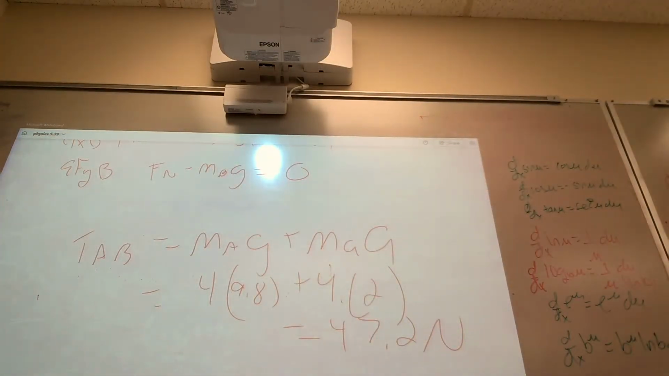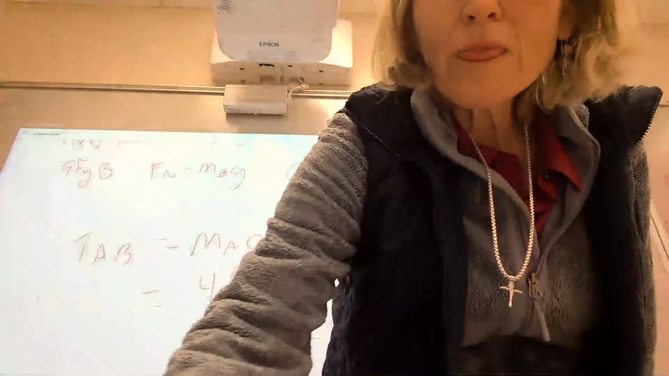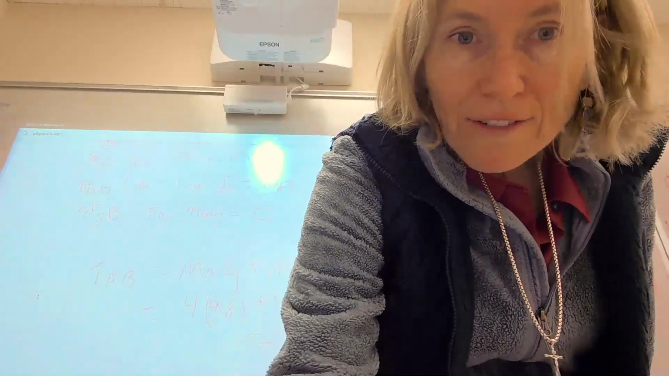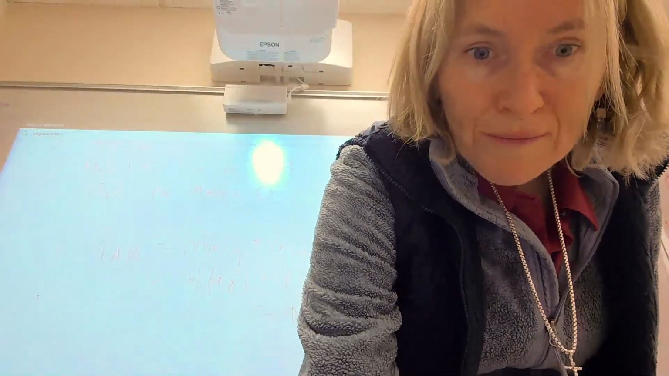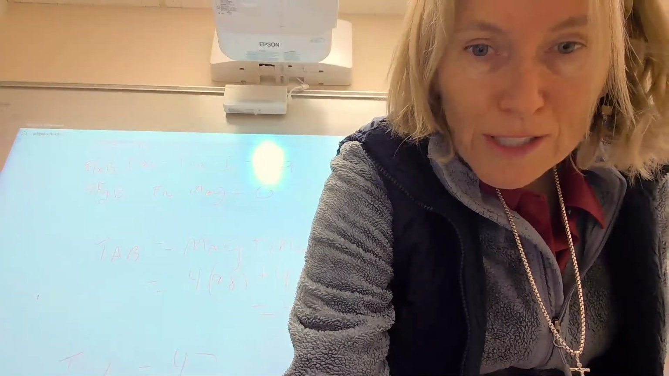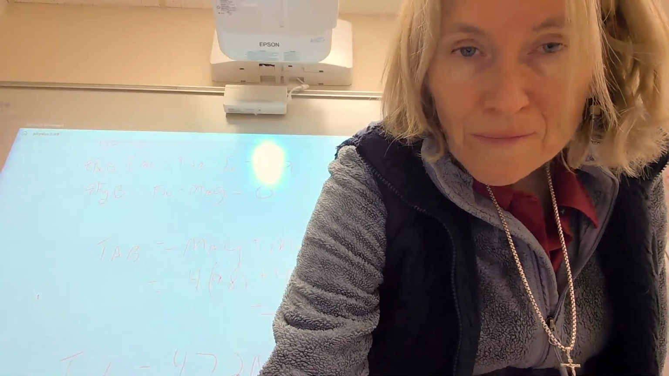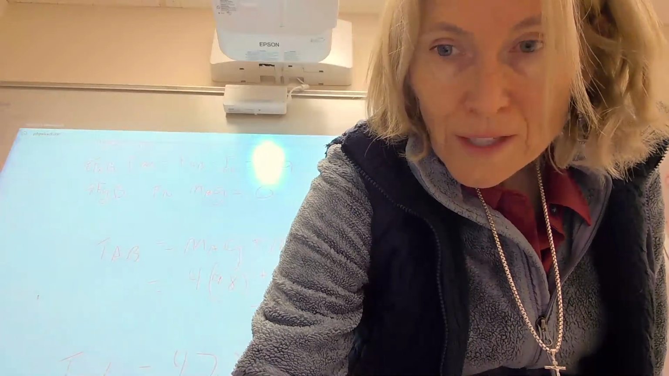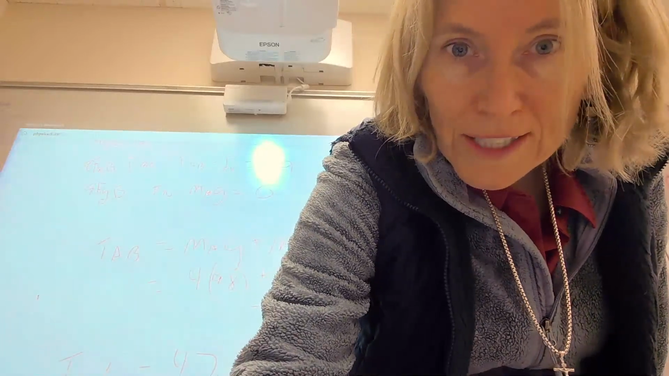Now, when we hit the other tension, once we know this, you're going to have to get rid of this Fk, right? And put in mu times the normal. So we have TBC minus TAB, which is 47.2 newtons, minus mu K times the normal. What's the normal going to be? Right, it's just the weight. If we have no other vertical force acting, it's just the weight.